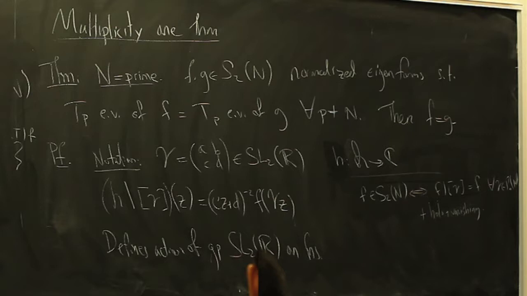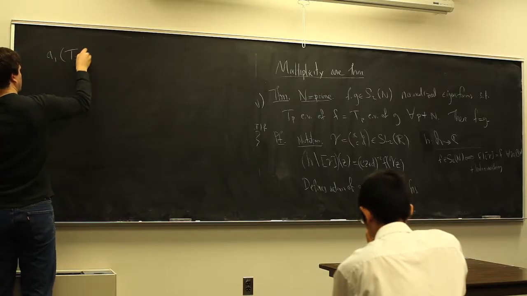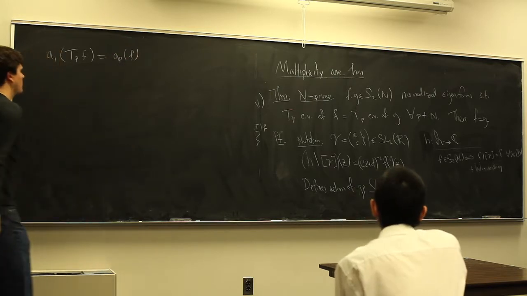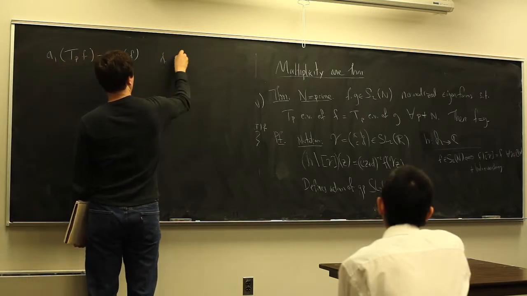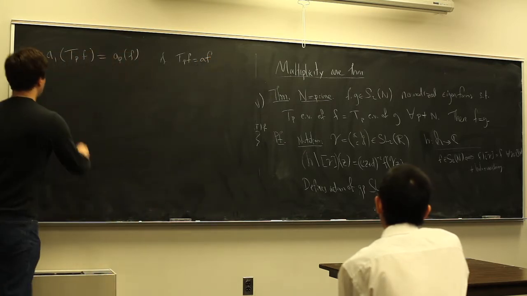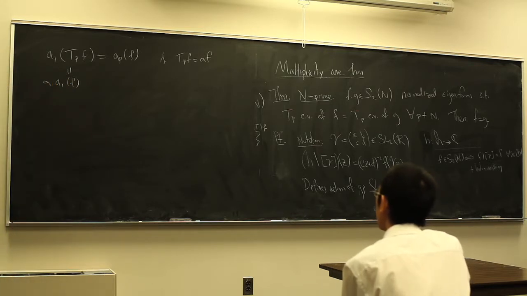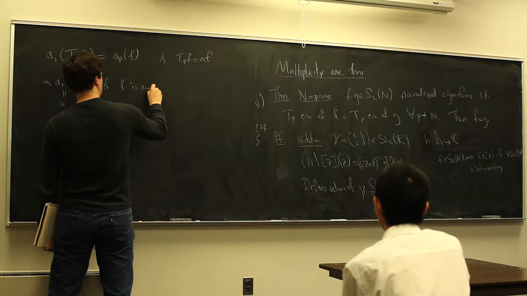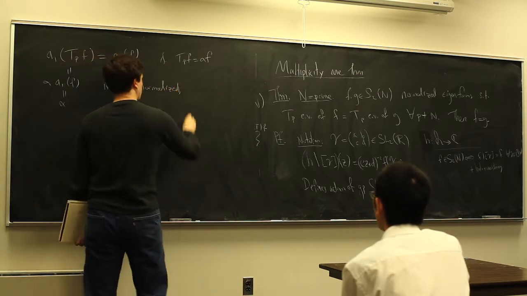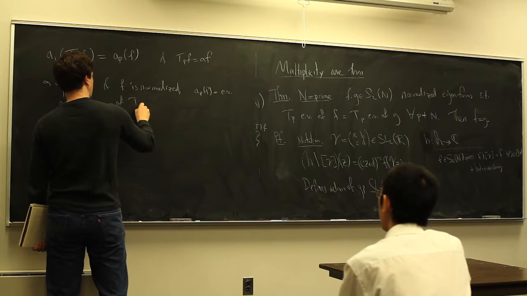Okay, so we have our f and g that have this property. Now, if you remember the formula that I wrote down at the beginning, it said that a_1 of T_p f is a_p of f. This just holds true generally. And so if f is an eigenform, so if T_p f equals alpha f, then this thing here is a_1 of f times alpha. And if f is normalized, then a_1 of f is 1. So this is alpha. So if f is normalized, which we're assuming, then a_p of f is the eigenvalue of T_p on f.